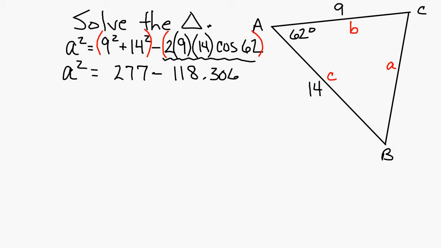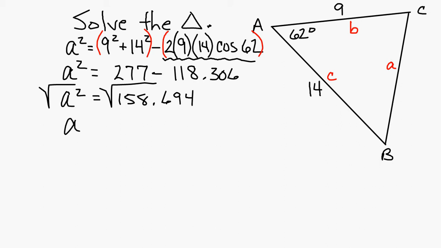So then 277 minus 118.306, and A squared is equal to 158.694. If that's the case, you have to find the square root of both sides. So A is equal to, push the square root button, 12.59, rounded to the nearest tenth would be 12.6.